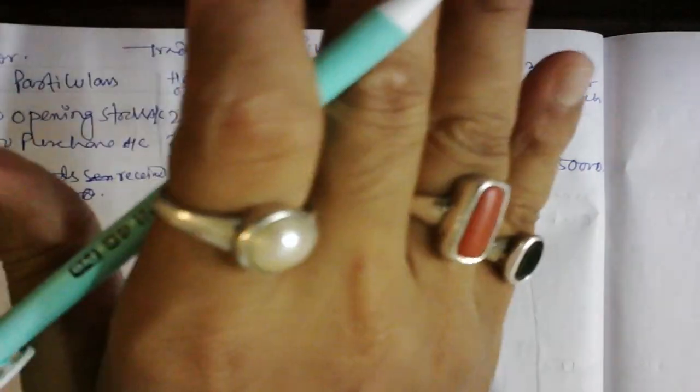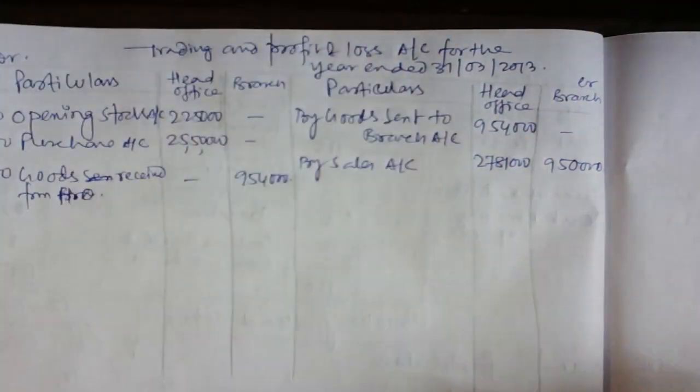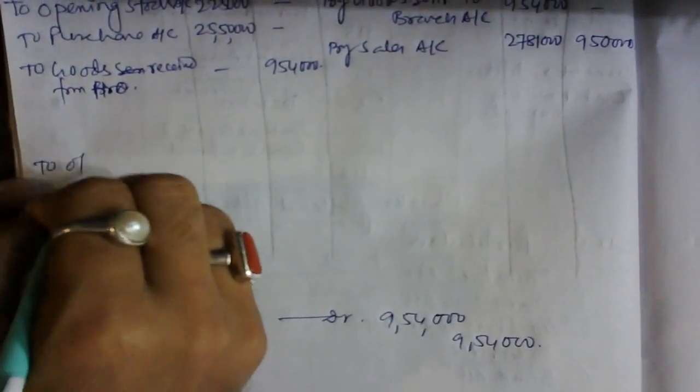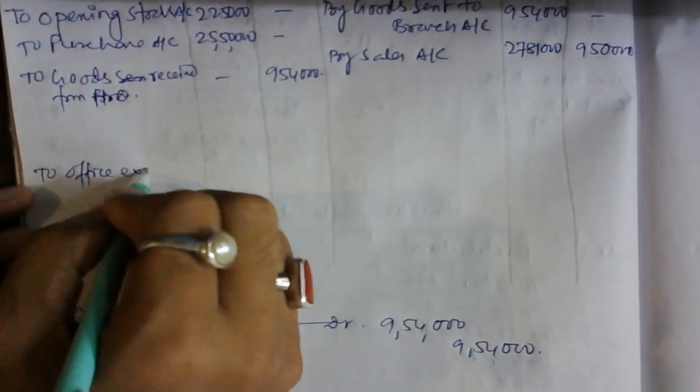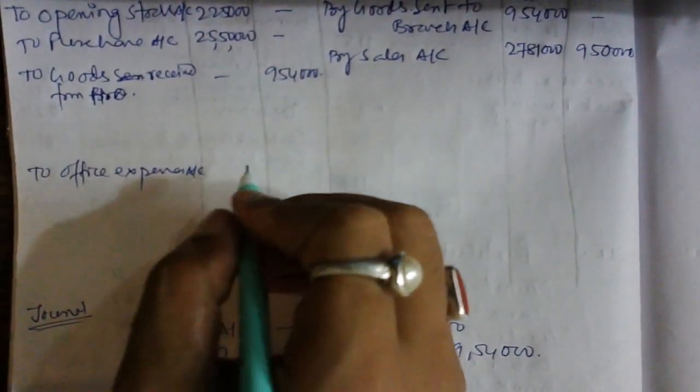Done sir. After this we have office expenses 90,8500. So this is a separate part. This is not a part of the trading account. Okay, this is a part of the P&L. So you can plot it separately here, to office expenses, how much it is, around 90,8500.